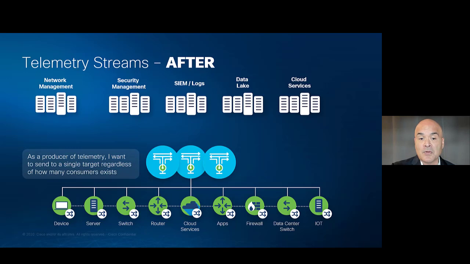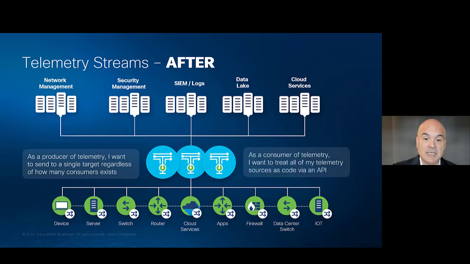The user story for the sources is, as a producer of telemetry, I just want to send to a single target, regardless of how many consumers there are. So once they reach a highly available IP, be it V4 or V6, they're really done. And as a consumer of telemetry, I just want to treat all my telemetry as code. I want to specify that I want a particular protocol from these networks, and I don't really need to go and touch the configurations of all those servers and switches and routers, applications, firewalls. So that gets a little crazy. And this is the problem we're trying to solve.